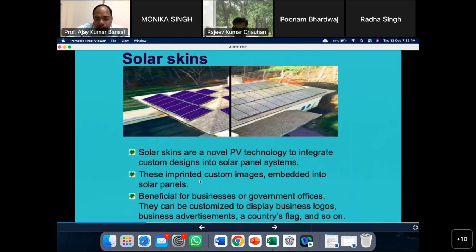And now comes the solar skins. They will be used as part of your house roofs, looking like part of the house, but they will be solar panels generating electricity. Solar skins are a novel PV technology to integrate custom designs into the solar panel system. These imprinted custom images are embedded into the solar panel and are beneficial for businesses and government offices. They can be customized to display logos, advertisements, country flags, and so on. So they can be used for advertising as well as generating electricity.